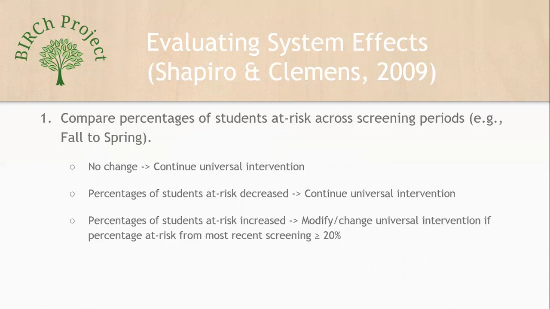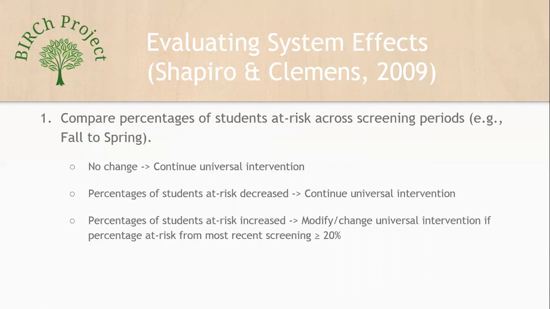If there is no change in the overall percentage of students who are at risk, the goal should be to continue universal intervention. If the percentage of students at risk has decreased, that means more students are having their needs met by universal or tier 1 instruction. That is an indication that we should continue what we're doing, continue the universal intervention.